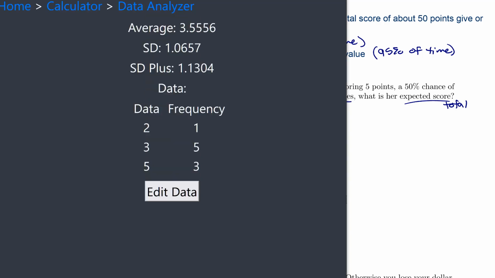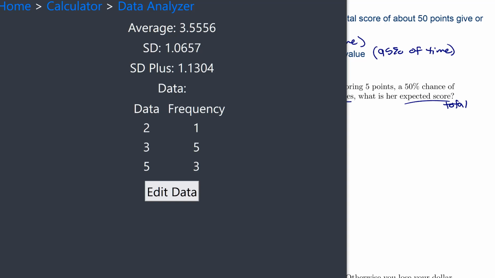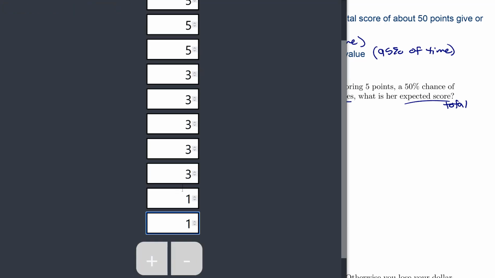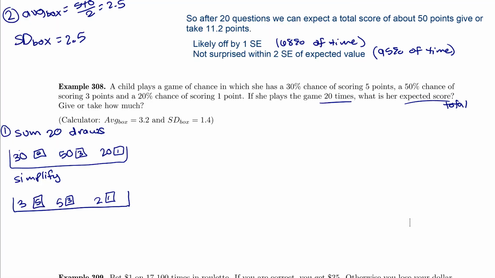So if I put this in and I analyze my data, notice it'll tell me how much I have. So for my 2, it tells me I have 1, 2. That's the frequencies, how many you have. 5 3s, 3 5s. So I needed 3 5s, 5 3s, but oh, I was supposed to have 2 1s. That's not what I had. So I can edit my data and go back. I didn't want a 2. I wanted a 1 and a 1. I needed 2 1s. So now I analyze my data, double check, 2 1s, 5 3s, 3 5s. That looks good. So now my average is 3.2. My standard deviation is 1.4.